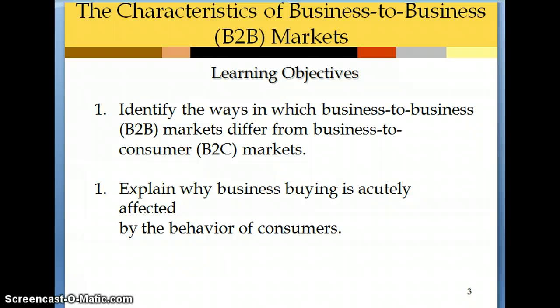Identify ways in which business-to-business markets differ from business-to-consumer markets. Explain why business buying is actually affected by the behavior of consumers. Describe the major categories of business buyers. Explain why finding decision makers in business markets is challenging for sellers.